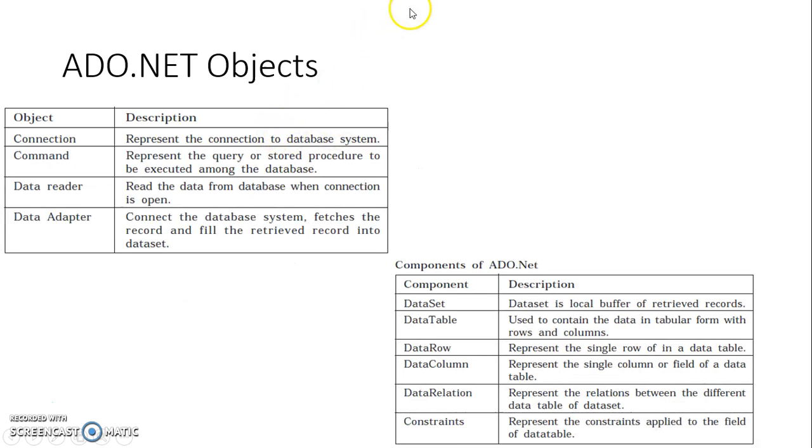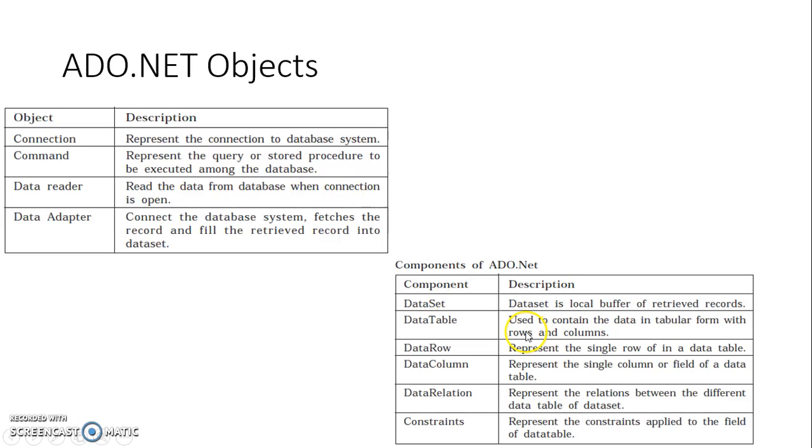These are the main objects or classes, you can say. First one is a connection, which will be used for the connection. Command is used for the queries or to pass the stored procedures. Reader will read the data when the connection is open, so it's a connected architecture. For the data reader, we are using the connected architecture. And adapter is used when the data needs to be connected to the system and the records can be fetched using the data set or data table.